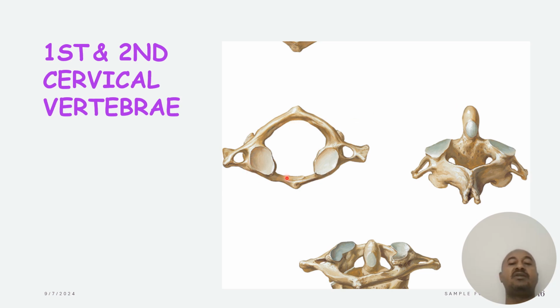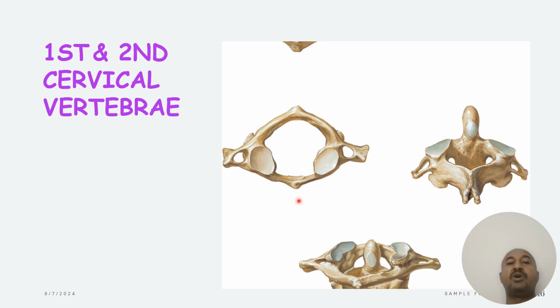As you see here, this is C1, and this is C2. So C1, also known as atlas, is ring shaped and lacks both a body, which is supposed to be here, and a spine, which is supposed to be here. So it has no body and it has no spine, or spinous process.